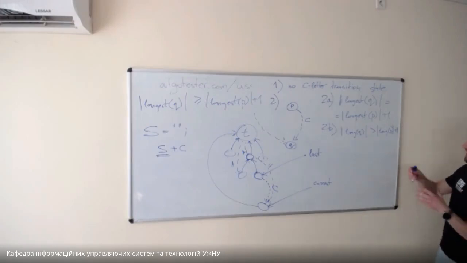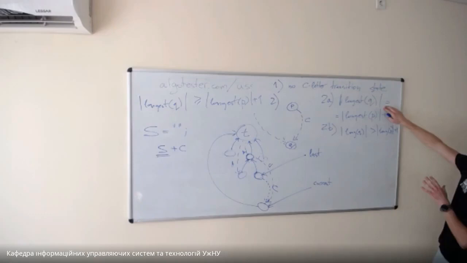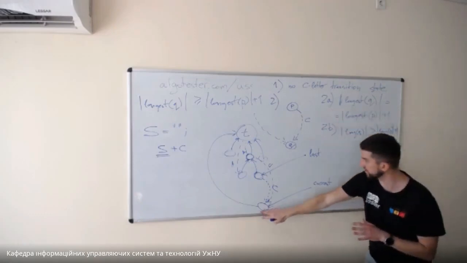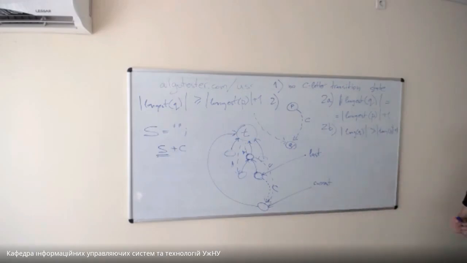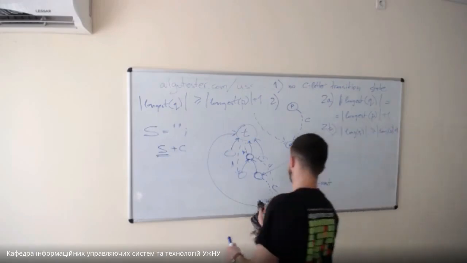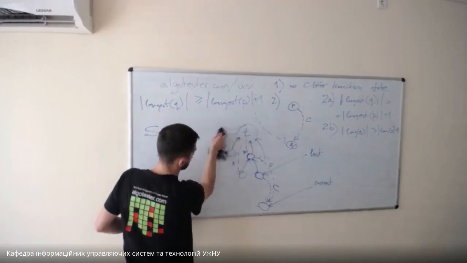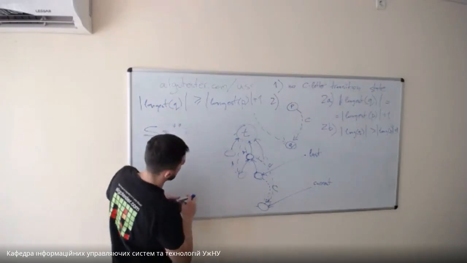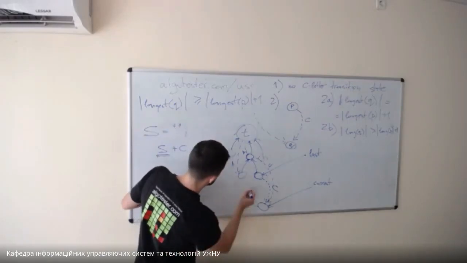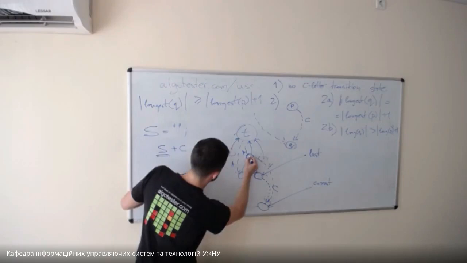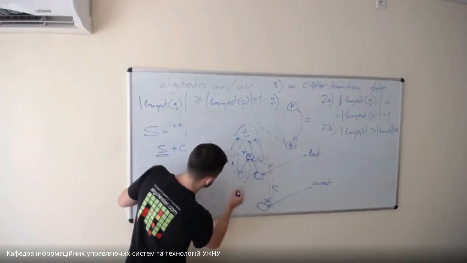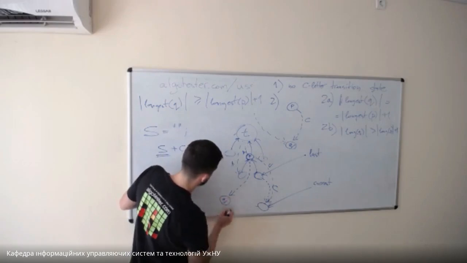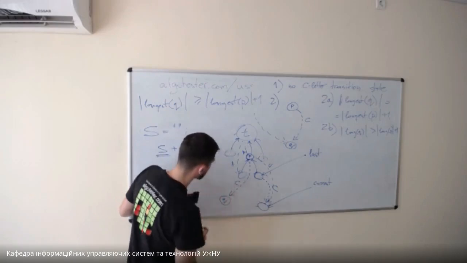So tell me, how should I assign the suffix link in case 2a? If we are here in current, the suffix link is currently missing. And let's say that this is our state P, and this is our transition to state Q with letter C on it.